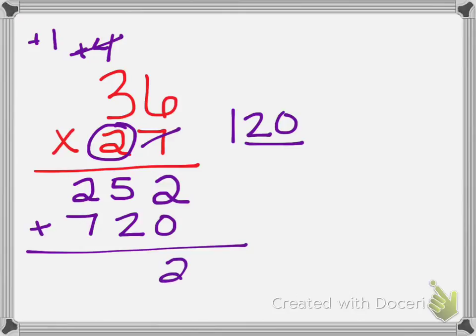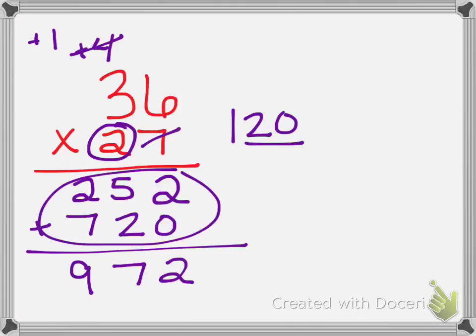Add it up just like we'd always been taught to get your final product of 972. And we still call these two groups of numbers partial products.